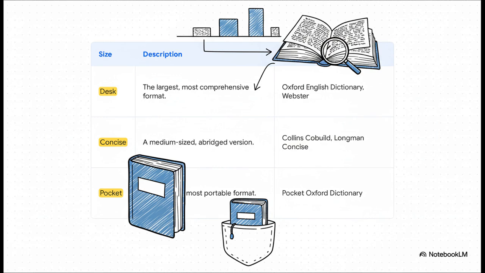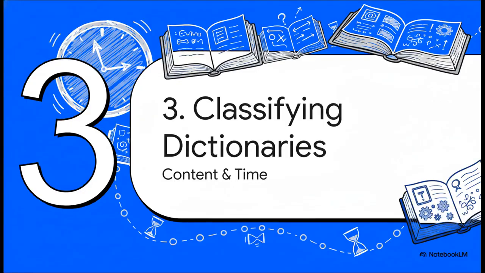And of course, besides purpose, there's size. It's pretty straightforward. The bigger the dictionary, the more stuff it's got inside. You've got your massive desk dictionaries, like the full OED. They're the most comprehensive. Then you step down to a concise version, which is abridged. And finally, you have the tiny pocket dictionary, which is really just for checking a spelling or a quick meaning when you're out and about. Basically, with each step down, you trade detail for portability. All right, let's move on.